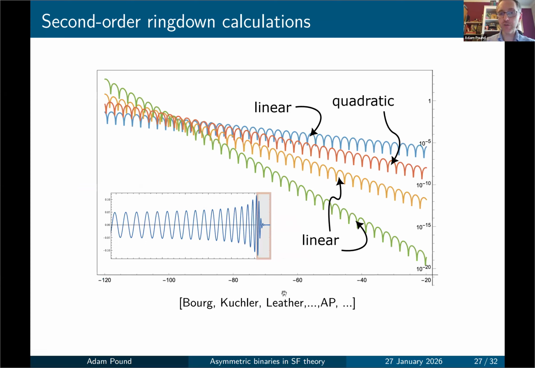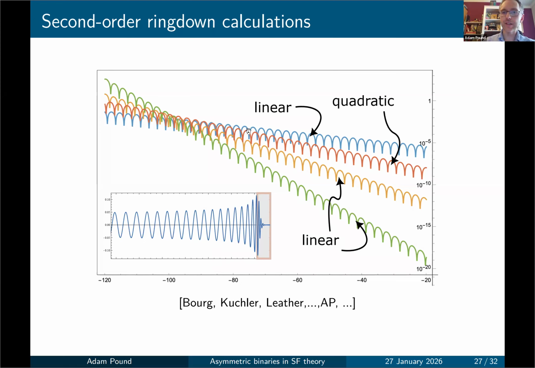Okay, so we can do that with our waveform. We can take our first order QNMs that we know exactly. We can then solve the second order equation just at late times, using the first order QNMs as input to the second order field equation. And then we can look at the full signal that involves linear and quadratic QNM.